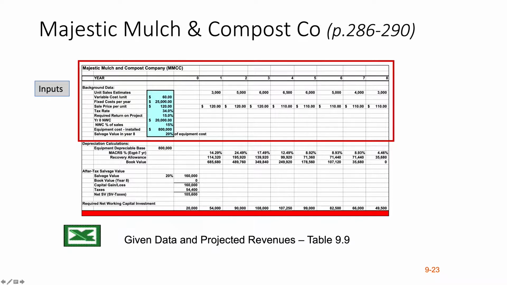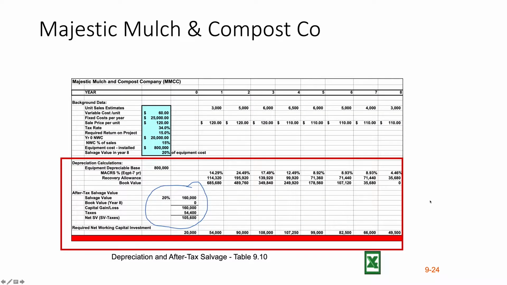This is the beauty of using a spreadsheet. For example, if the variable cost, instead of $60, you can change it to $50 to see what happens, or increase it to $80. All of those things are changeable. The inputs are changeable, but the rest of it should not be. The rest of it is the modeling part. For example, in table 9.10, they showed you the depreciation.